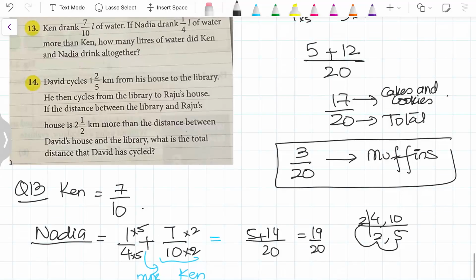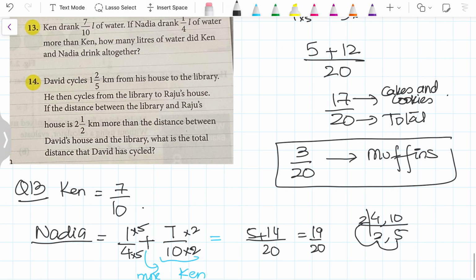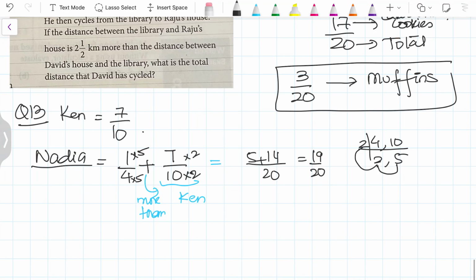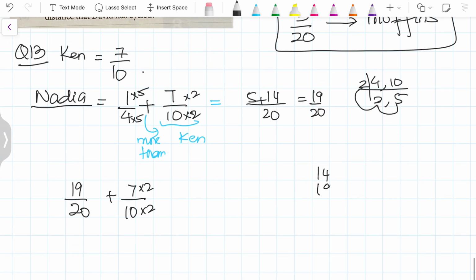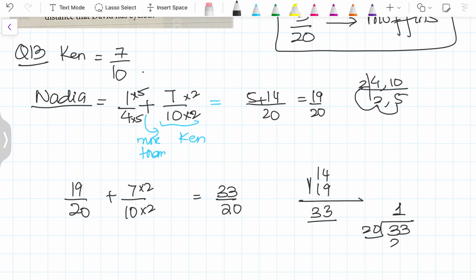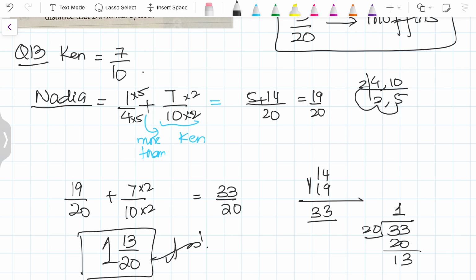Now, how many liters of water did Ken and Nadia drink all together? So Nadia is drinking 19 upon 20 and Ken is drinking 7 upon 10. So let's make the denominator the same. 19 plus 14 gives 33 upon 20. Let's convert this into a mixed fraction. So it's 1 whole 13 upon 20.